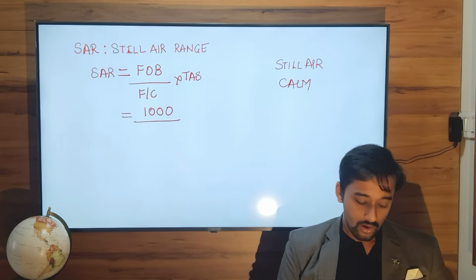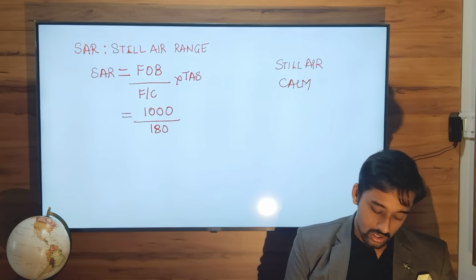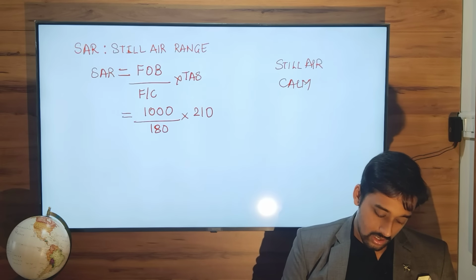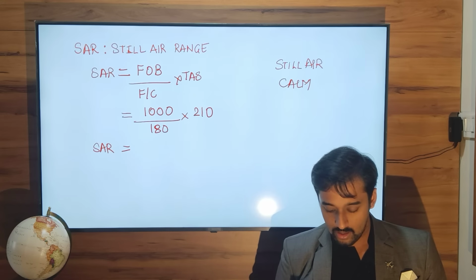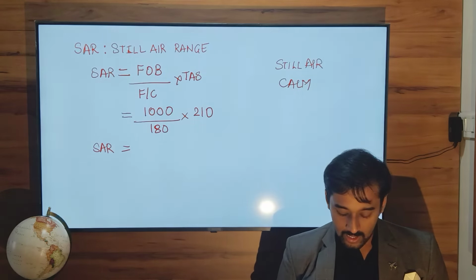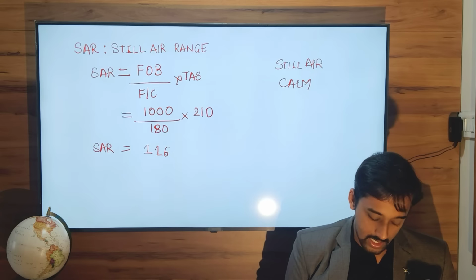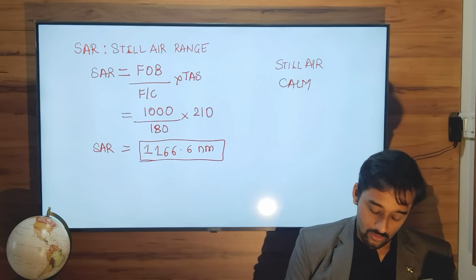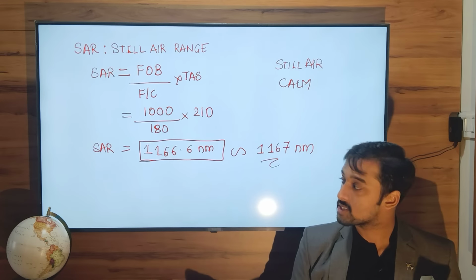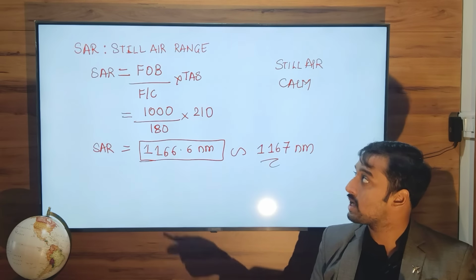The entire fuel. Okay. Fuel consumption is 180. Speed is 210. So still air range will be equal to 1000 into 210 divided by 180, which is 1166.6 nautical miles, approximately 1167 nautical miles. Okay, so this is how you calculate still air range.